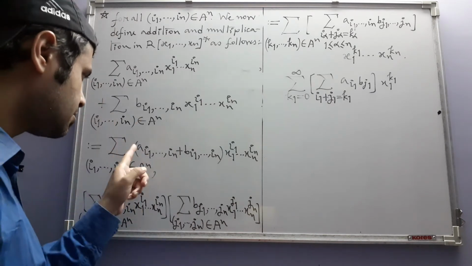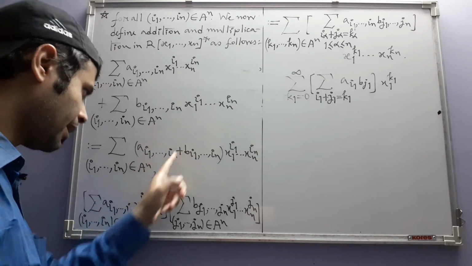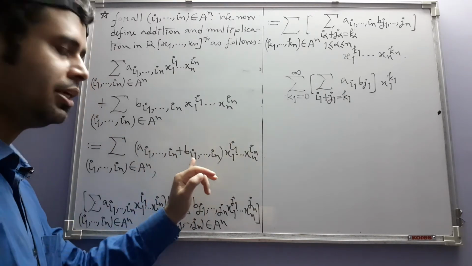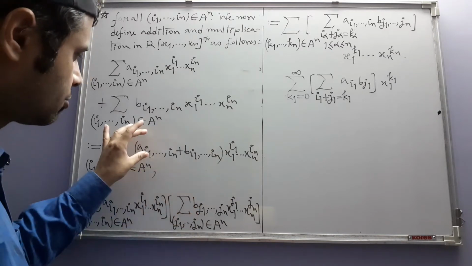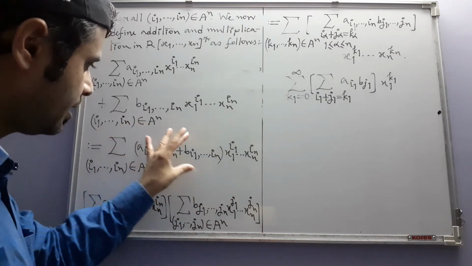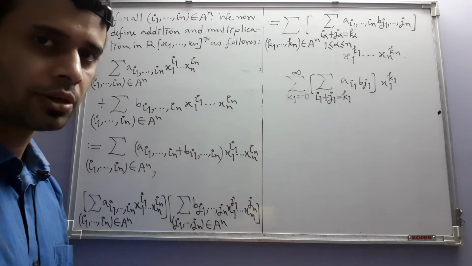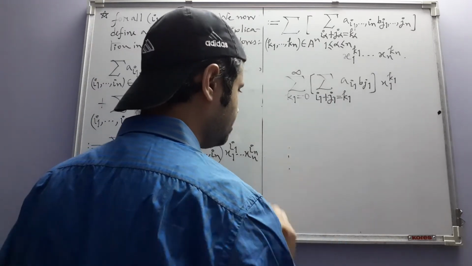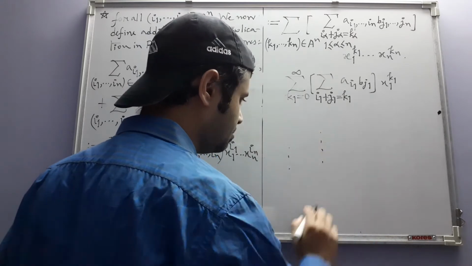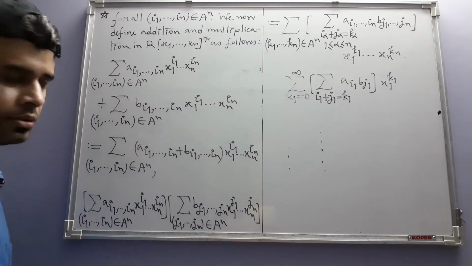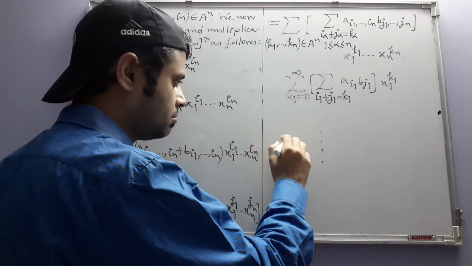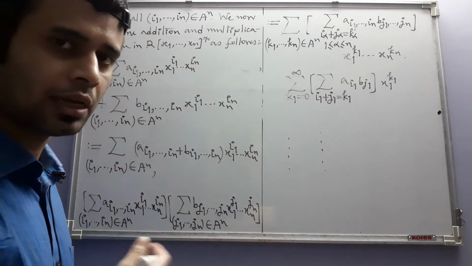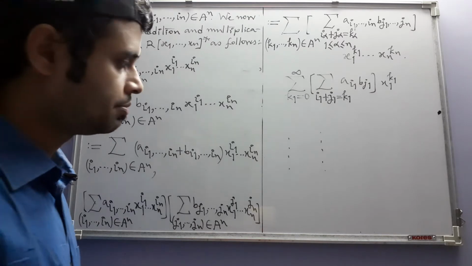Note that since finitely many a's are non-zero and at most finitely many b's are non-zero, at most finitely many a plus b's will be non-zero, because using only finitely many a's and finitely many b's, if you add them up, at most finitely many non-zero a plus b's can be produced.